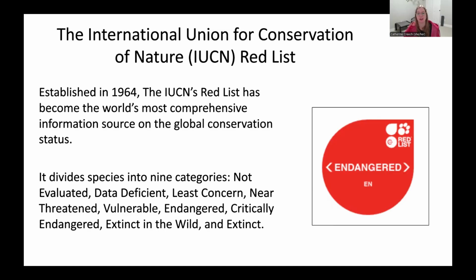There are 9 different categories. It goes from not evaluated and data deficient, so for those two we don't know enough or haven't even started to look, to least concern, which is great, then near threatened and vulnerable, those are on their way. Then we have endangered, which we want to care about, critically endangered, which is very scary, and then extinct in the wild, followed by fully extinct.